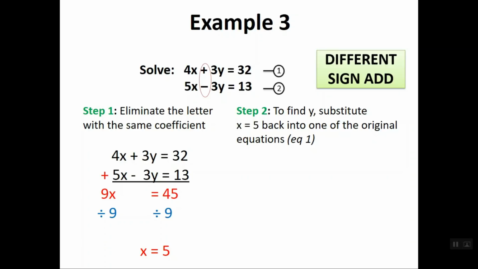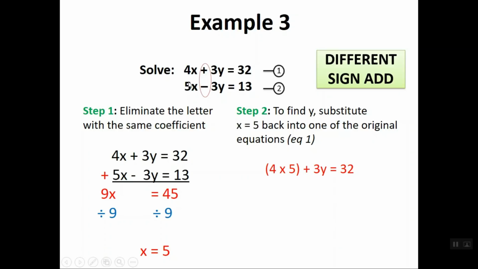Now let's take a look at step 2, which is really now to find my next unknown, which is in the equation, and in this case it is y. So we substitute what we know so far, which is x is equal to 5, and we substitute it back into one of the original equations. I'm choosing to use equation 1, that's okay. So now I have 4 times 5 plus 3y is equal to 32.